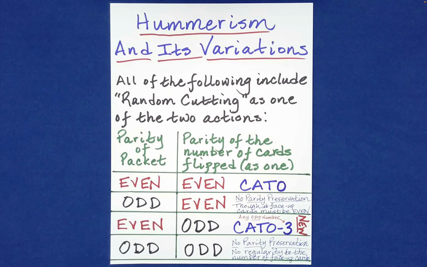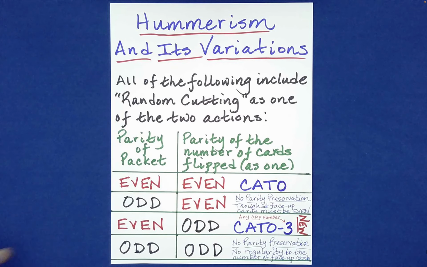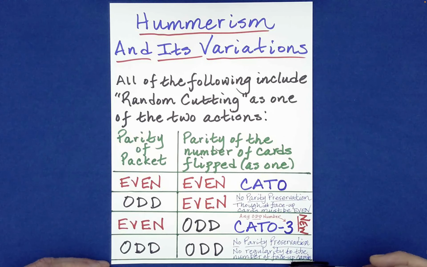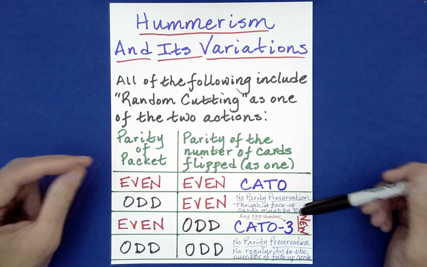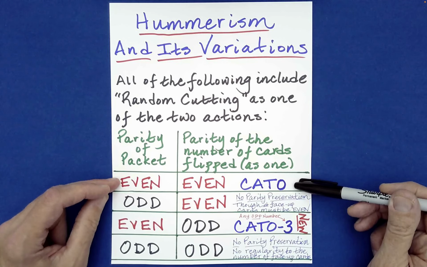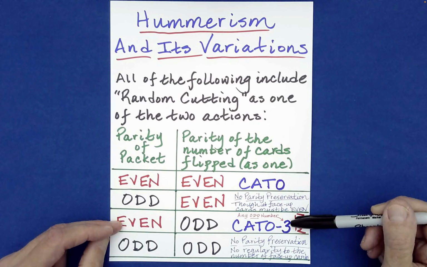Okay, so anyway, I hope this series has been of interest to you. And once again, here's a full look at all of the possibilities for what we're doing with this random cutting followed by flipping either an even number of cards in the case of the Hummer shuffle, or an odd number of cards, which I have been doing in this series.